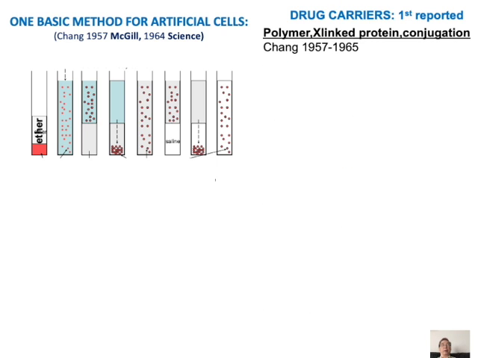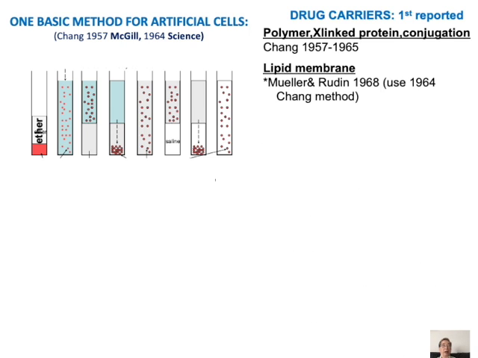Drug delivery is based on many approaches. One is polymer cross-linking protein conjugation. Another one is based on lipid membrane. The first lipid membrane artificial cell was reported by Miller and Rudy. They say they used the 1964 Chang method. Another one was reported by us using lipid polymer complex.